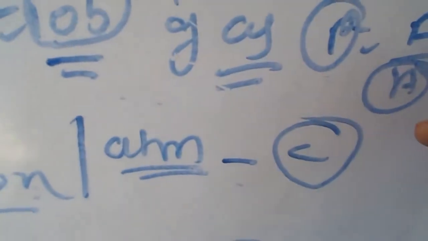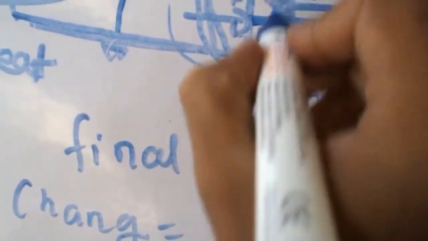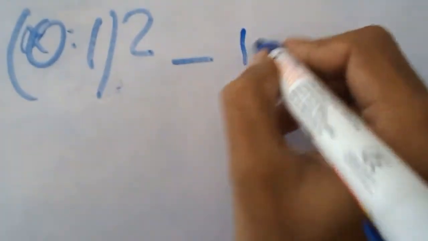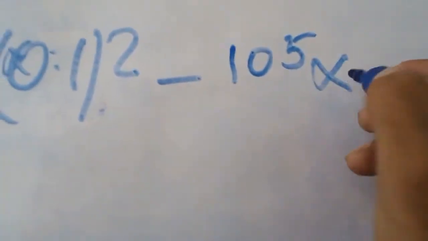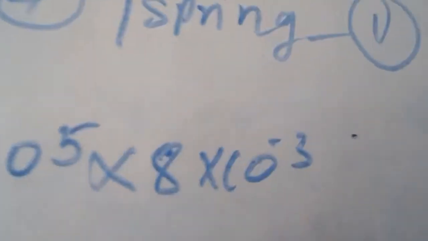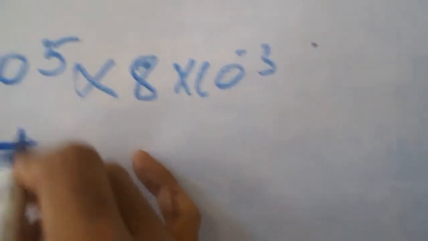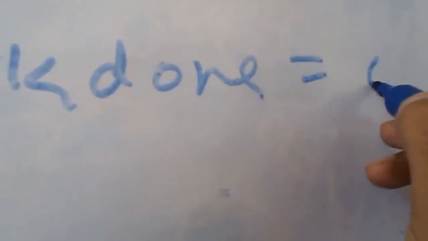I know pressure, I know area, then I find a force. So what is the force? Force will be pressure into this cross section area, because on this cross section area this pressure is going to apply. So minus 10 to the power 5 into my cross section area, which is 0.8 into 10 to the power minus 3, plus work done by gas, which is positive. This should be equal to change in kinetic energy, which should be equal to 0.